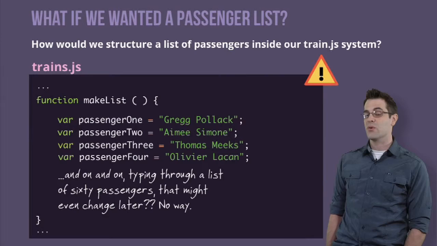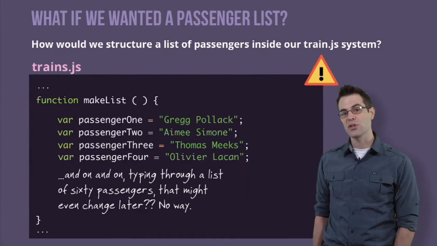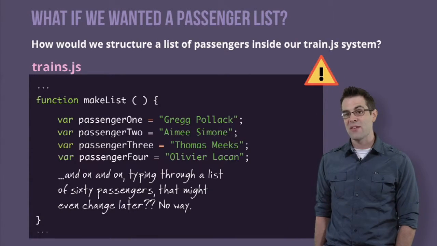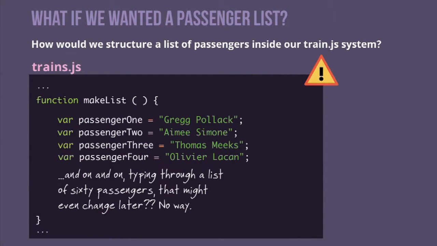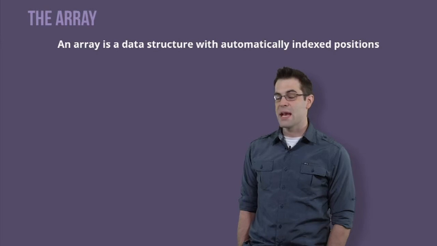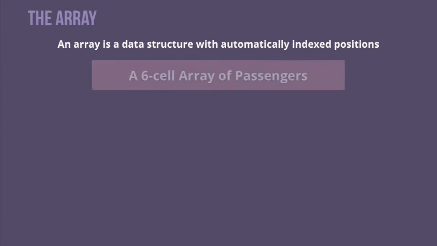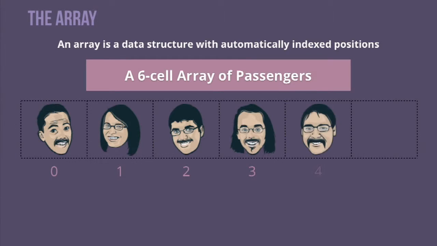So we need to find a way through one variable to access an entire list of people that are passengers on our train. For that, we have a very special data structure called an array. An array is a data structure that we can reference with a variable name, and it has automatically indexed positions. Let's take a look at a 6-cell array of passengers. Here you can see a bunch of people that are passengers on our new 6-cell train.